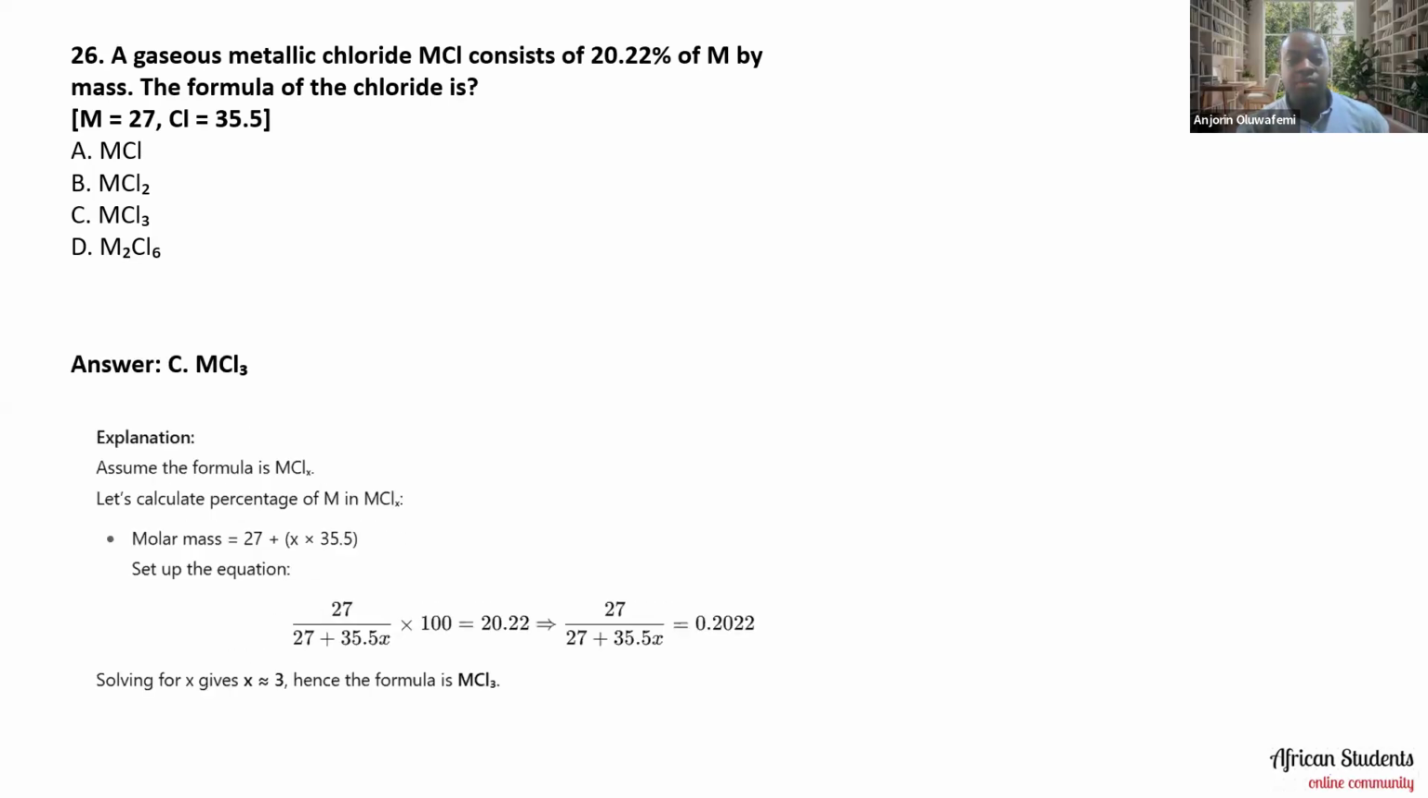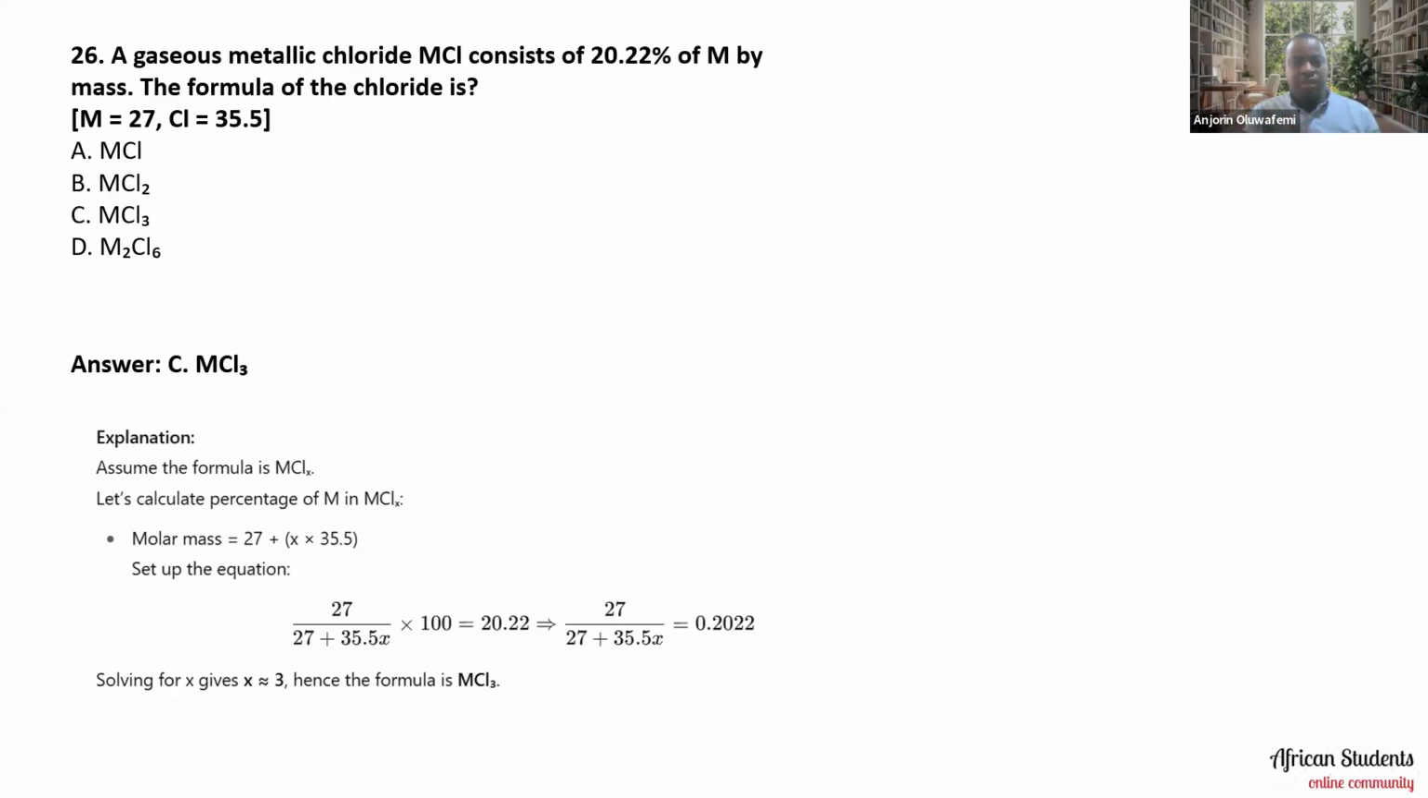Assume the formula is MClX. Let's calculate the percentage of M in MClX. Molar mass is 27 plus X times 35.5, okay? Now, when we set up the equation, we have 27 over 27 plus 35.5X multiplied by 100.